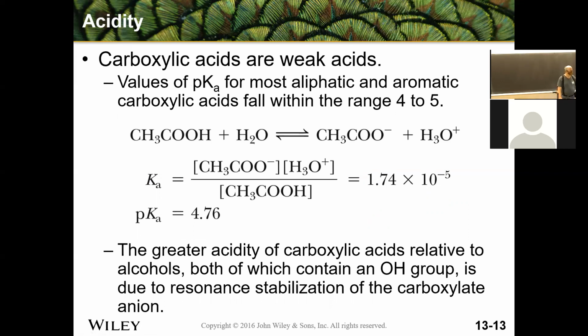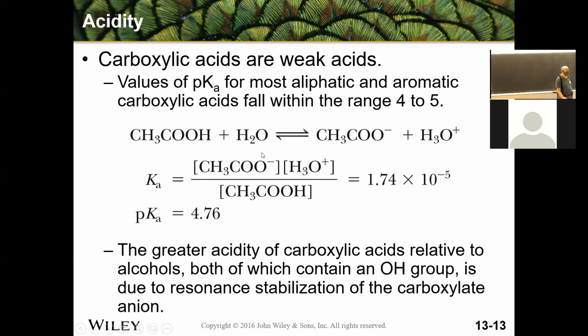Right, here is one of the most important things to remember about carboxylic acids: they are weak acids. Values of the pKa for most aliphatic and aromatic carboxylic acids fall within the range of about 4 to 5. Once again, this is the expression for Ka.